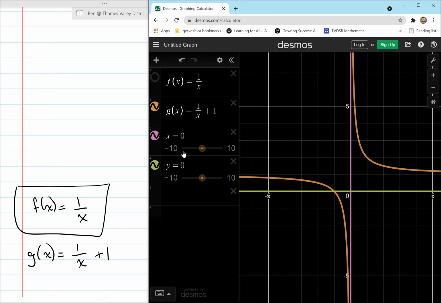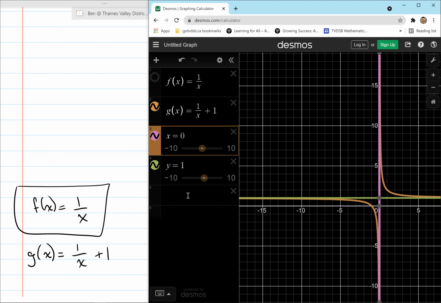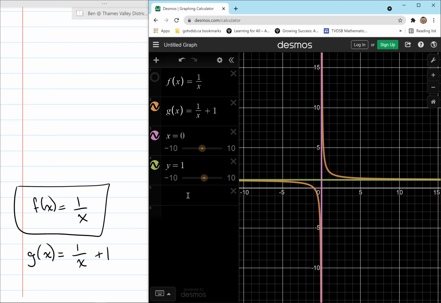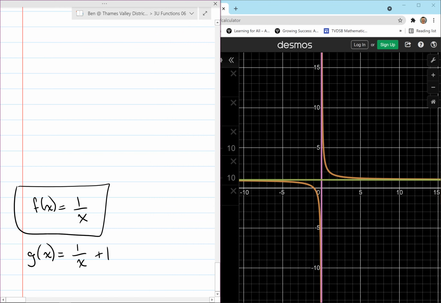So let's try that out. We'll try and change the equation of our horizontal asymptote. Rather than y equals 0, we'll try y equals 1. And we can see that that lines up much nicer with our function. But let's try a little bit more.